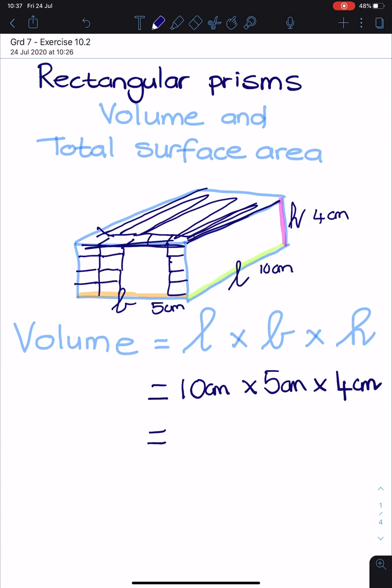10 times 5 is 50, and 4 times 50 is 200. Now the centimeters are cubed, because remember, we are seeing how many cubes, little blocks of sugar or little dice, fit into this object. Another way to remember it is we are multiplying 3 things together, so we must have a 3 at the top, and we call it cubed because it is representing little cubes.